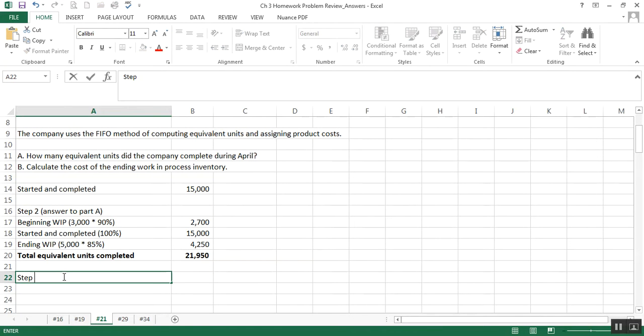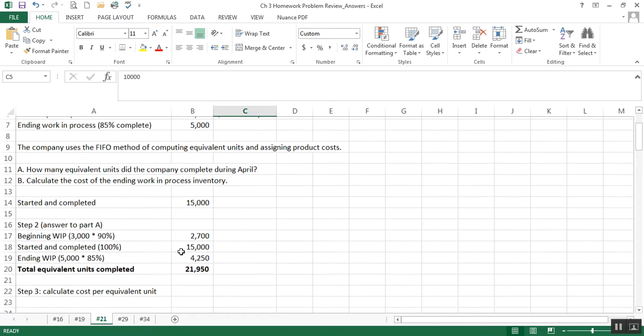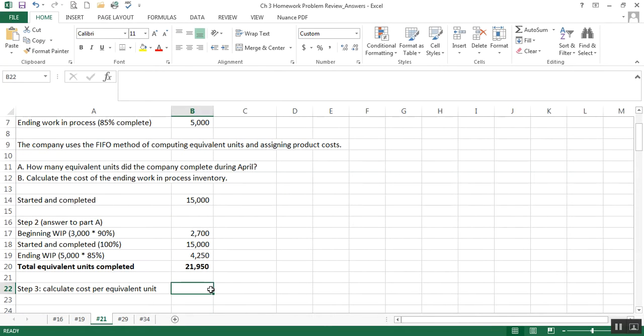Step 3 is calculate cost per equivalent unit. Okay. So here we're going to look at the costs for the current period. We assume that the beginning inventory is automatically already moving to finished goods, so we don't look at this as part of the calculation of equivalent units. Okay, remember we exclude our beginning inventory.